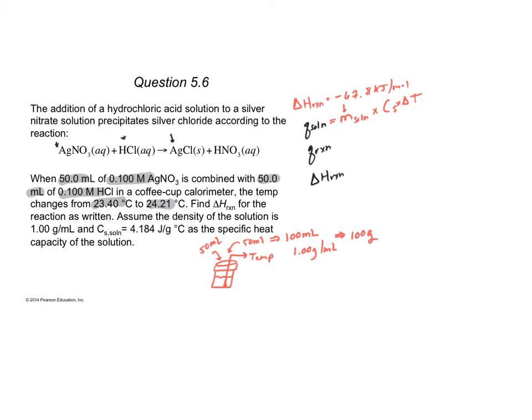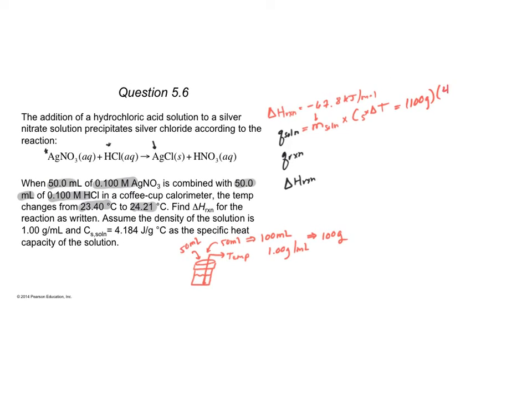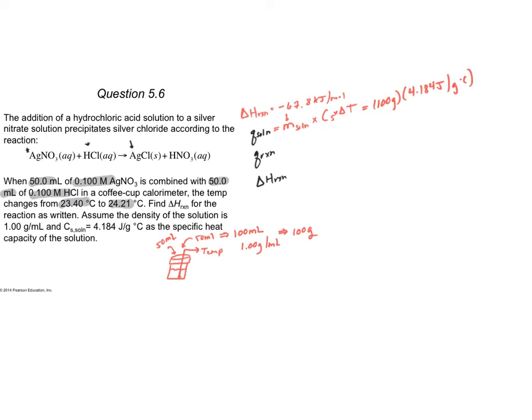Now again, we've already assumed that the solution is primarily water. Okay, so we're going to use the specific heat of water as our specific heat capacity here. So this is going to be 100 grams times the specific heat of water, which is 4.184 joules per gram degrees Celsius. And then what is my last little bit here? What is delta T? So delta T is final temperature minus initial temperature. That gives us a difference of 0.81 degrees Celsius, right? And it's positive because the temperature is increasing. So we'll go ahead and plug that in.